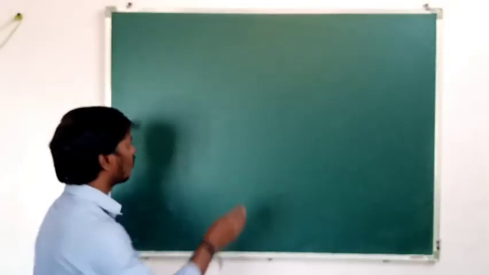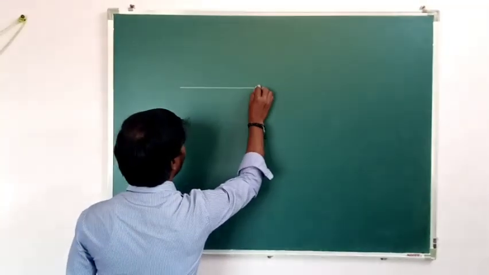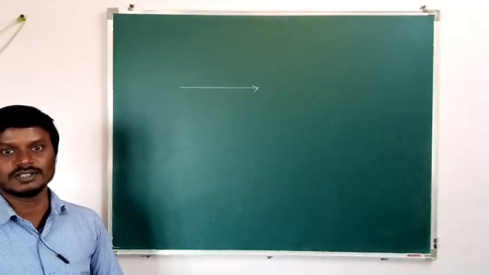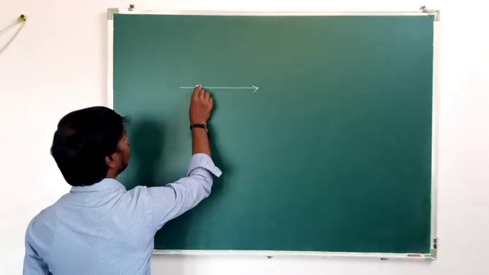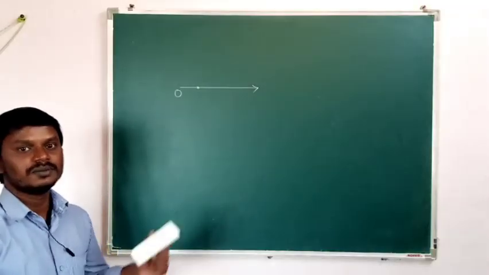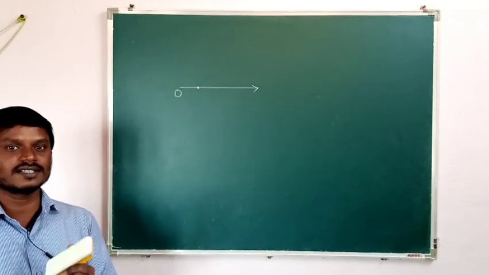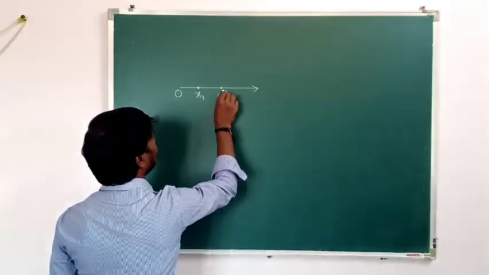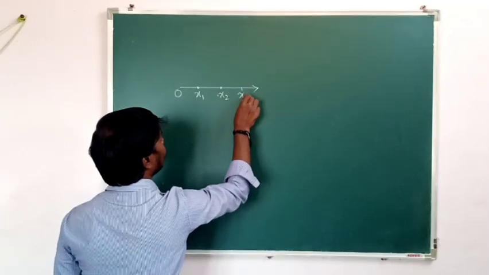Here, in case of horizontal motion, it is the example for motion in one dimension. Here, in order to specify the position of an object, let us consider it is the origin. Which coordinate are we going to use? That is the x coordinate. x1, x2, x3 and so on.